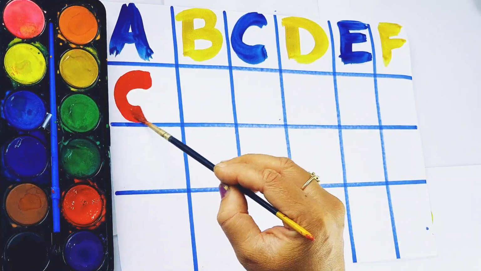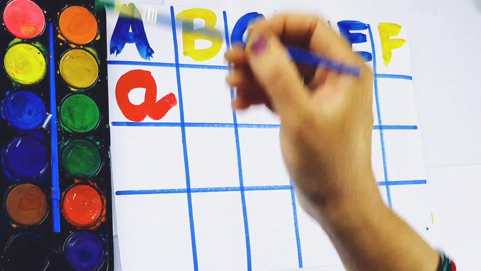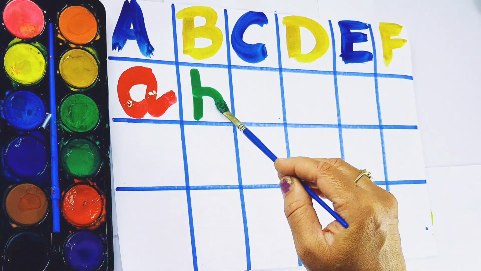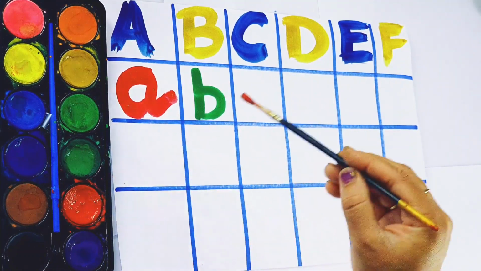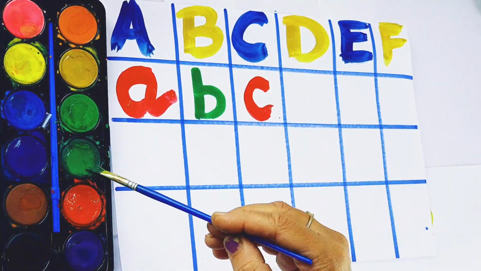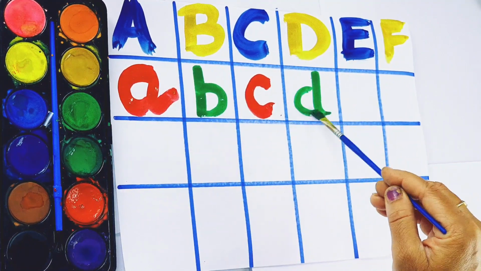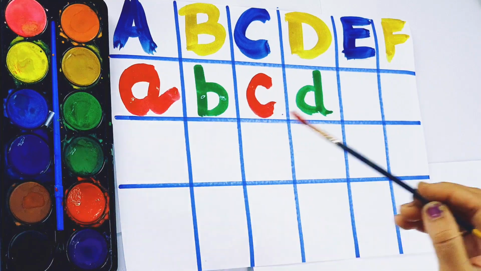Red color. A for aeroplane. B for bag. C for cap. D for donkey.